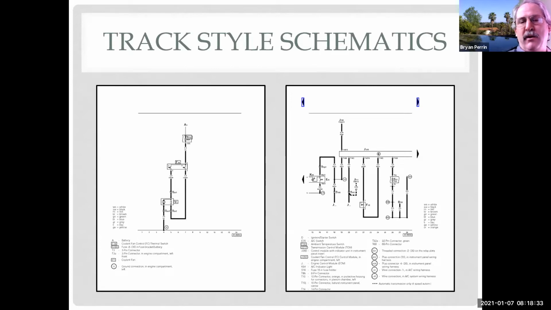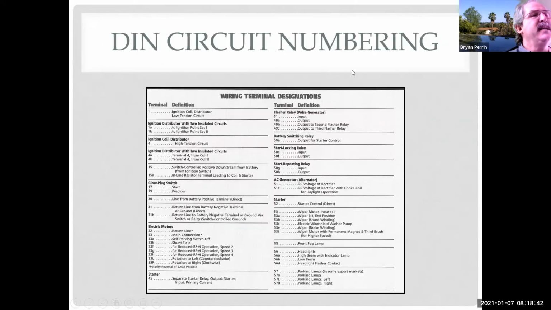And that worked really well. But trying to do it off 1 or 2 pages, or make a book and flip pages, you're going to get really turned around. This right here is DIN circuit numbering.